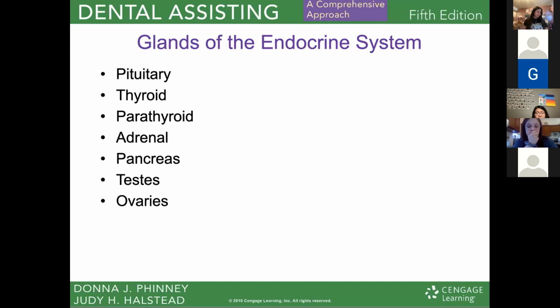Okay, so these are glands of the endocrine system. The pituitary gland is the master gland that releases hormones that affect how other glands work. The thyroid increases the metabolic rate. The parathyroid regulates the level of calcium. The adrenal releases the fight or flight hormone, also increases the heart rate and blood pressure, and aids in metabolism. The pancreas produces hormones such as insulin and glucagon. The testes are responsible for male sexual development, and the ovaries are responsible for the development of female sexual characteristics.